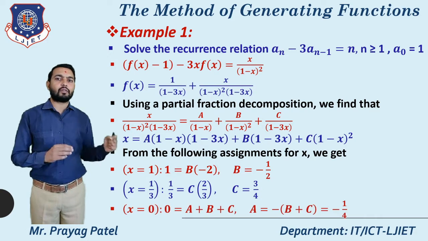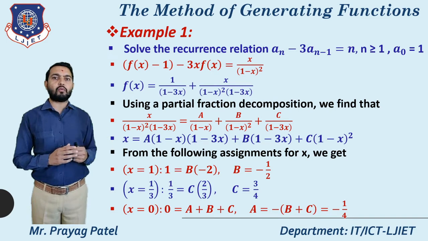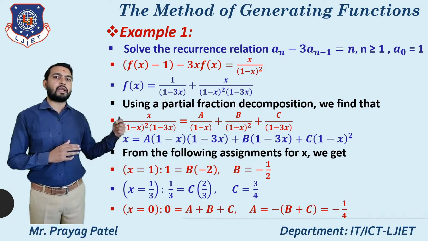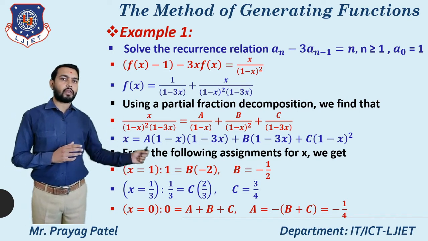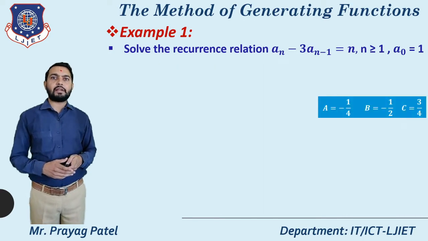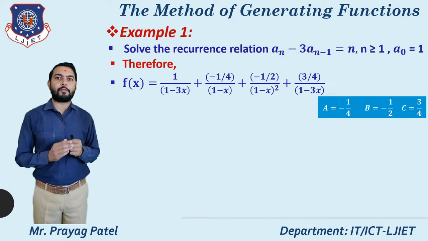And the last value, x equal to 0, gives 0 equal to A plus B plus C. So A equals minus B plus C. We already know the values of B and C, so putting them in, we get A equal to minus 1 by 4. Now we have the values of A, B and C.